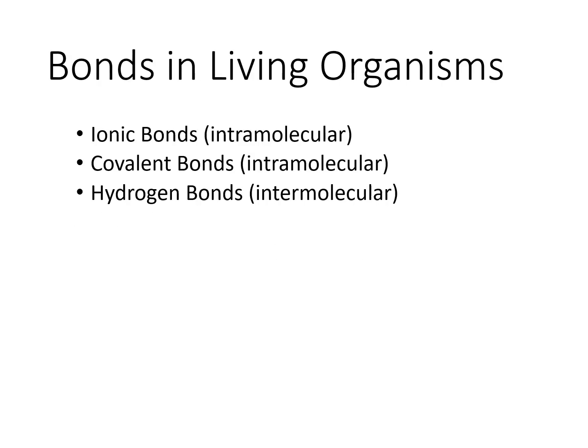When it comes to living organisms, both intramolecular and intermolecular bonds play important roles. In the next slides, we'll take a closer look at 3 key types: ionic bonds, covalent bonds, and hydrogen bonds.